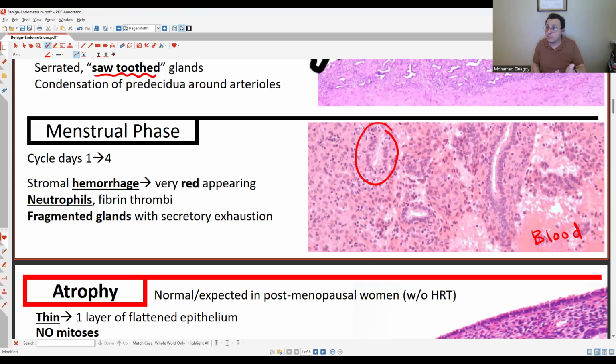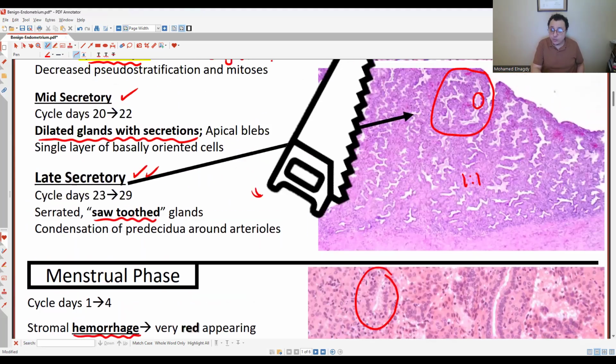Why neutrophils? Because this is actually necrotic endometrium. The endometrium that comes down in the menstrual phase is actually dead endometrium. So necrosis leads to reactive acute inflammation, and there's neutrophilic infiltration. So you might see neutrophils, not always. But if you see predominantly blood, stromal hemorrhage, very red appearing, and you might see some neutrophils, and you see some fragmented glands. Oh, this is menstrual phase. And it starts from day 1 to day 4.